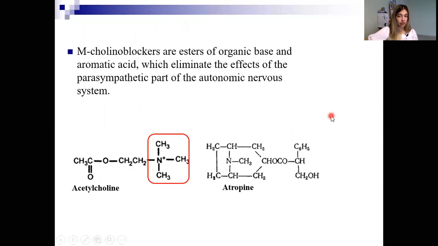Okay, so here a little bit of chemical structure to understand how the M-choline blockers work. M-choline blockers are esters of organic base and aromatic acid which eliminate the effects of the parasympathetic part of the autonomic nervous system. Why are they esters? Because acetylcholine is also an ester. Acetylcholine has this group COO, and the blocker should also have this group COO, and here it is. If the structure were different, they would not bind to the M-choline receptors.